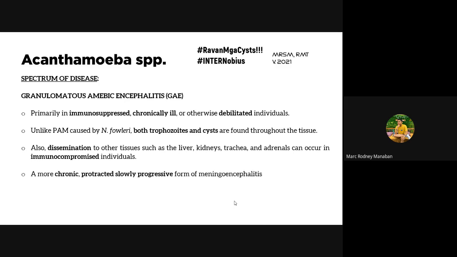And this type of disease or meningitis is more chronic. Its progression is slower, all right? It's not like PAM, which is fast. Now, within 3 to 6 days after onset of symptoms, the patient can die. For GAE, it can persist for a longer period of time.